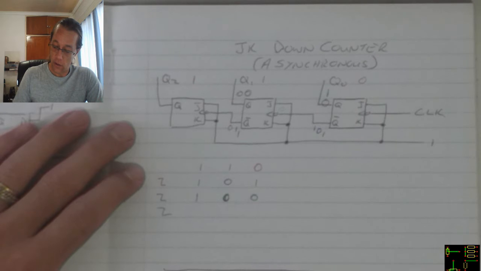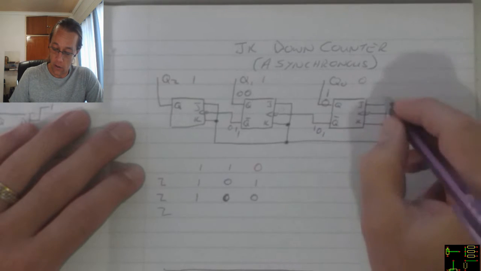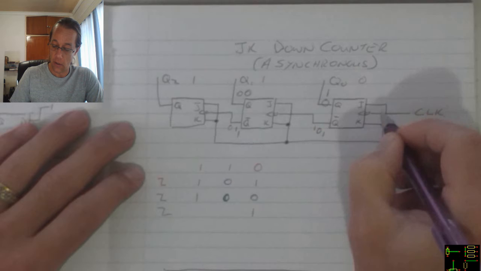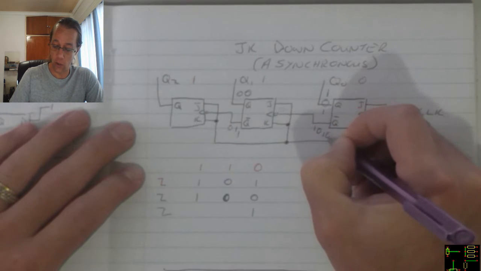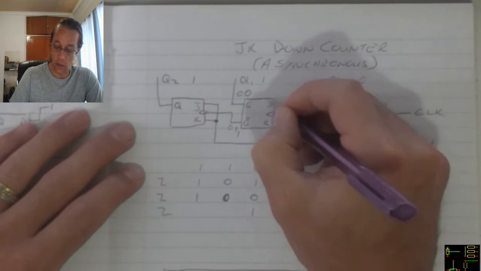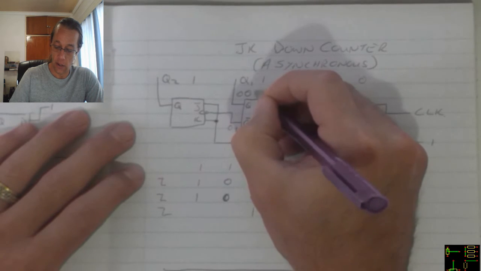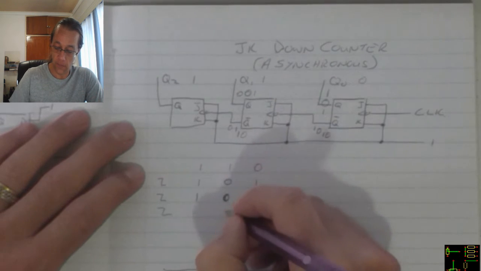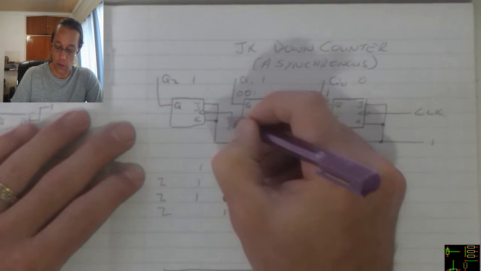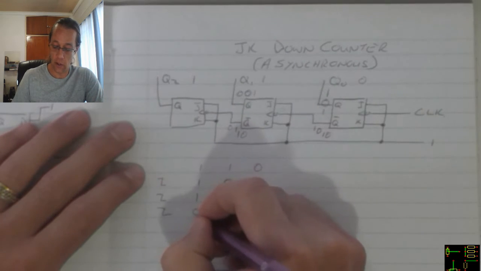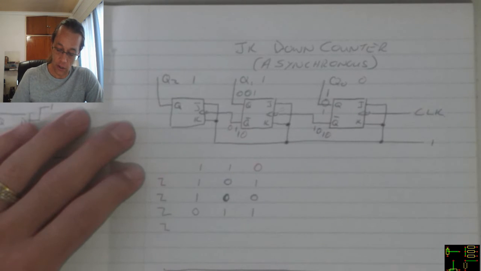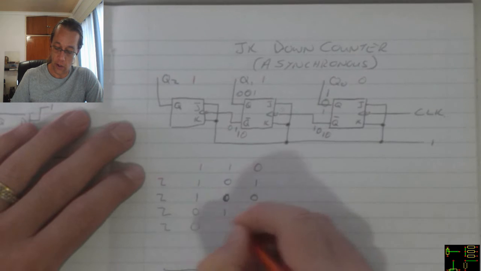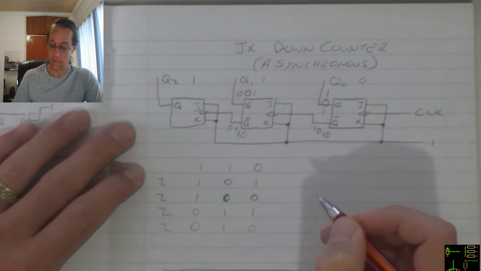With the next trigger pulse, this flip-flop again toggles, which means that becomes a 1, this becomes a 0. We've dropped, so this one's going to toggle, which means this is going to become a 1, and that's going to become a 0. Because that is dropped, this one's going to toggle, which in turn gives me that. So the next clock pulse should then result in 0, 1, 0.